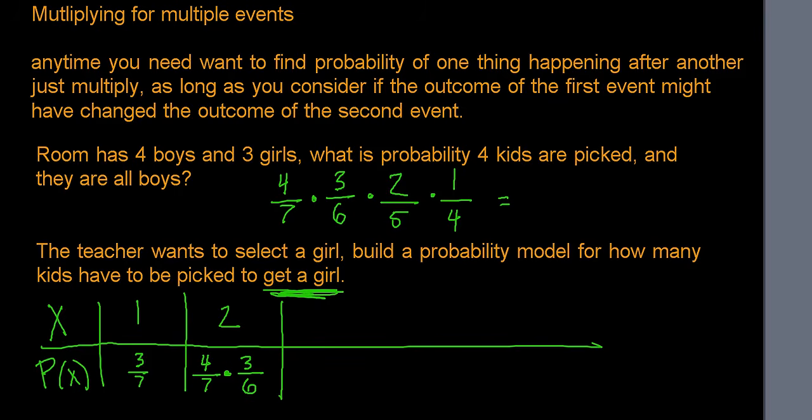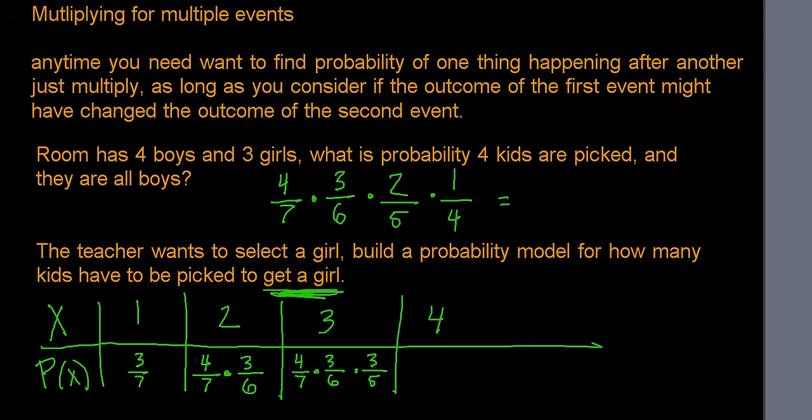So again, to have the second kid be a girl, that means the first one was a boy, and then the second one was a girl. Could it take 3 kids? Absolutely. That would be boy, boy, and then a girl. So 4 out of 7 for that first boy, 3 out of 6 for that second boy, and then finally, on that third kid, I get the girl, 3 girls out of 5 kids remaining. Hopefully you're getting the point here.